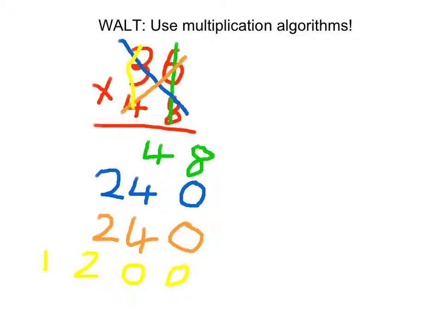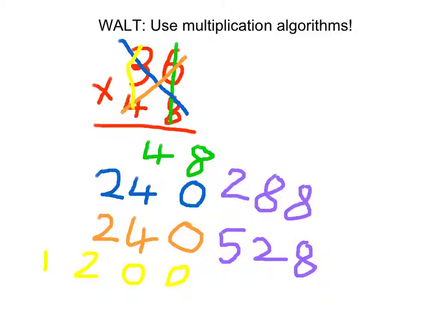Next up, we do 48 plus 240, because they're the first two that we wrote down with the answers, and that equals 288. Next up, we do 288 plus 240, which equals 528. Then we plus 1,200 plus 528, and that equals 1,728. And that number is our answer.